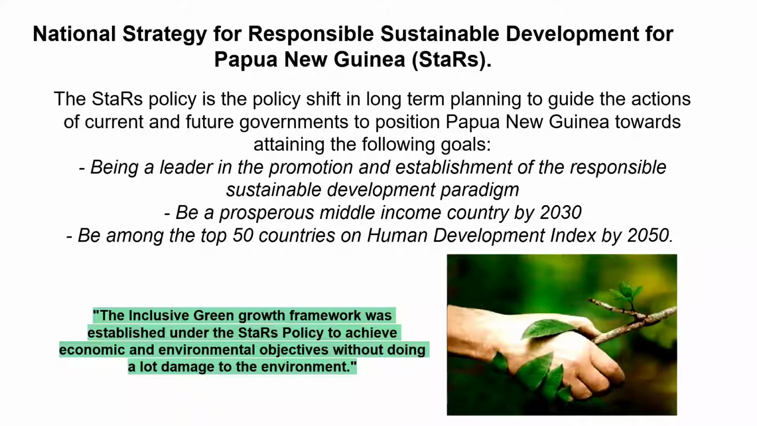Under Vision 2050, the Inclusive Green Growth Framework was established to achieve economic and environmental objectives without doing a lot of damage to the environment. The National Strategy for Responsible Sustainable Development aims to achieve these goals through the introduction of a development model that encourages economic growth but insists on the growth following sustainable development principles. The Green Growth Framework was established to achieve economic and environmental objectives. Such a growth path uses natural resources responsibly and does not degrade the environment.